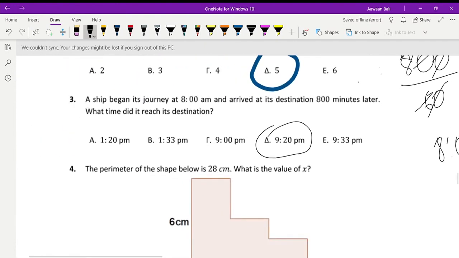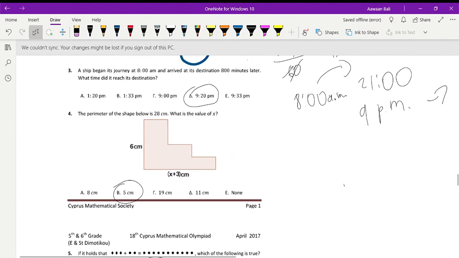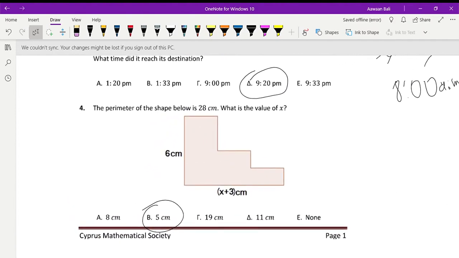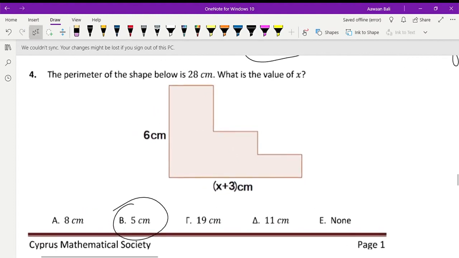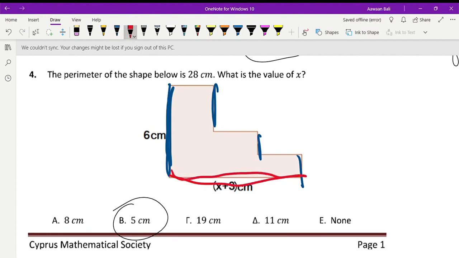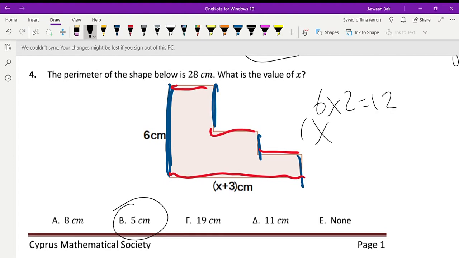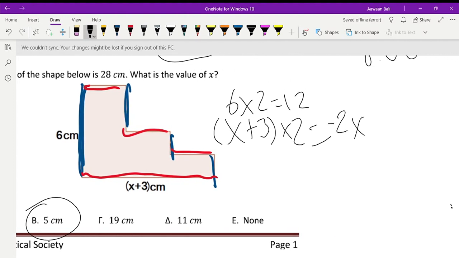and it's the delta. Now the perimeter of the shape below is 28 centimeters. What is the value of x? Okay, so if this is 6 centimeters, you can see that this, and this also adds up to 6 centimeters. And you can say if this is x plus 3 centimeters, and this, and this, they also add up to x plus 3 centimeters. Which means you can multiply both of them by 2. So 6 times 2 is 12. And x plus 3 times 2 is equal to 2x plus 6. So 2x plus 6 plus 12 is equal to the perimeter.